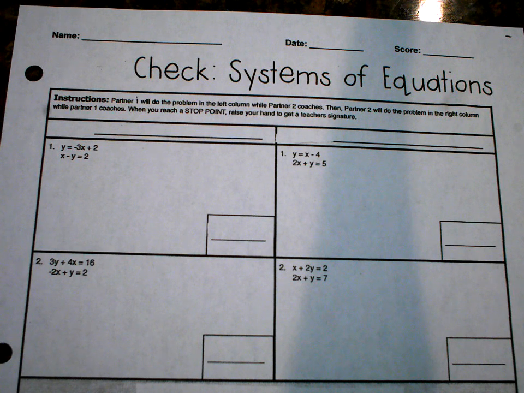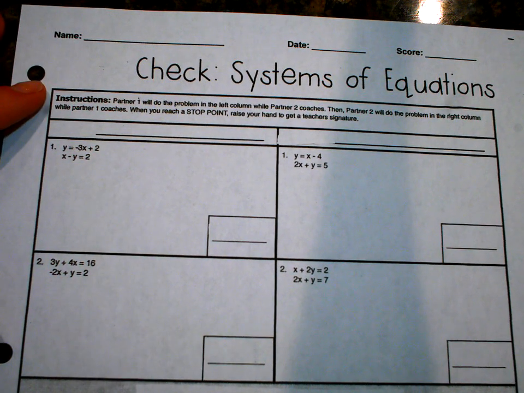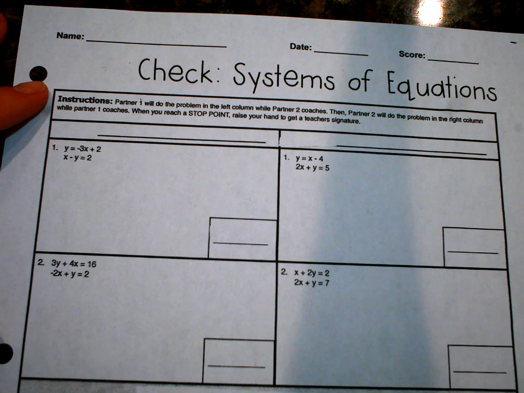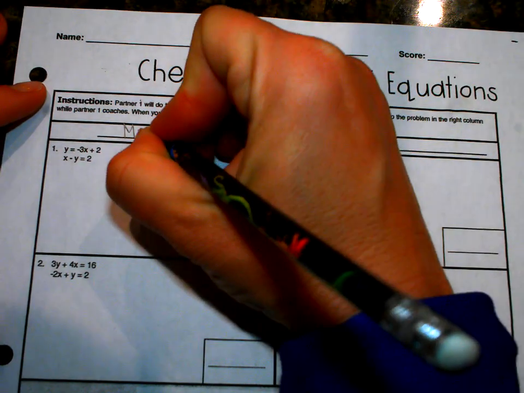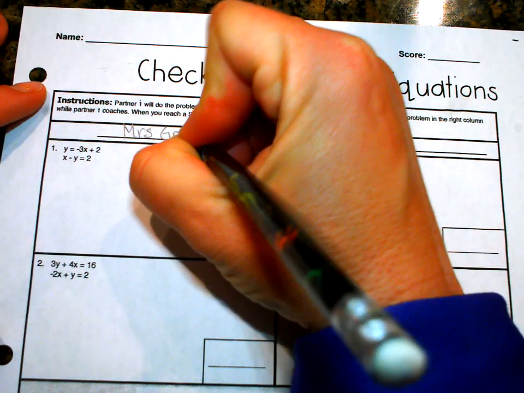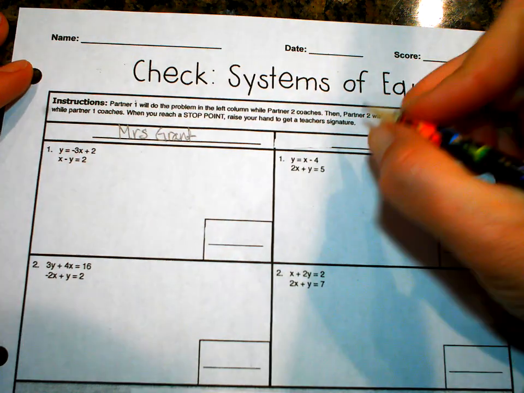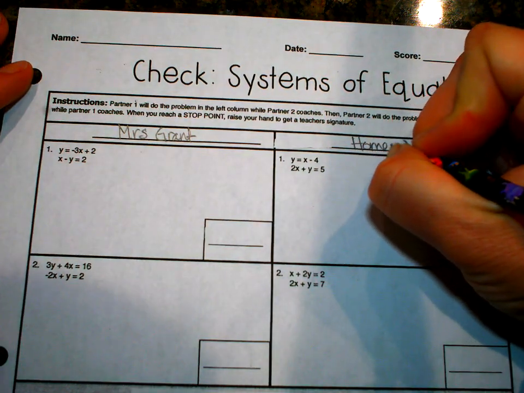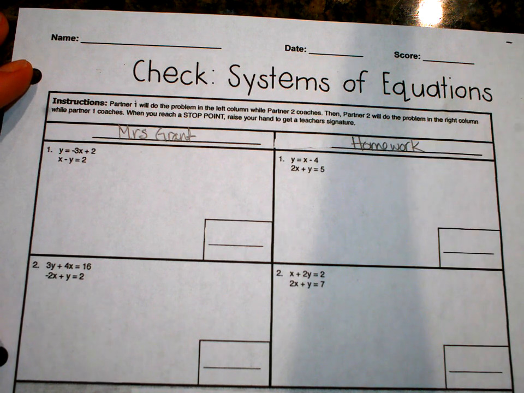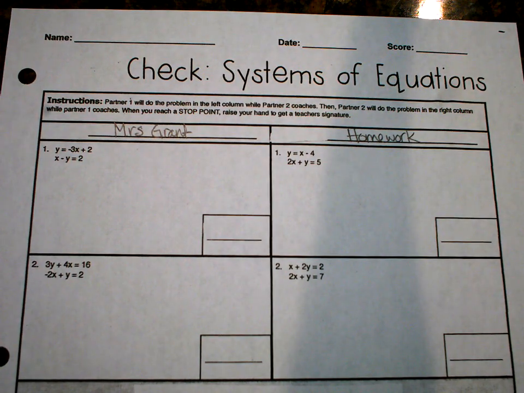So here's what I've got. I've got number one. I'm going to do 1, 2, 3, and 4 on the left side. So this is going to be Mrs. Grant. And then you on the right side, this is going to be your homework. Okay? Here you'll basically take notes on the same page that you do your homework on. So that's easy. All right. I'm going to have to write small. I'm going to really have to zoom in.